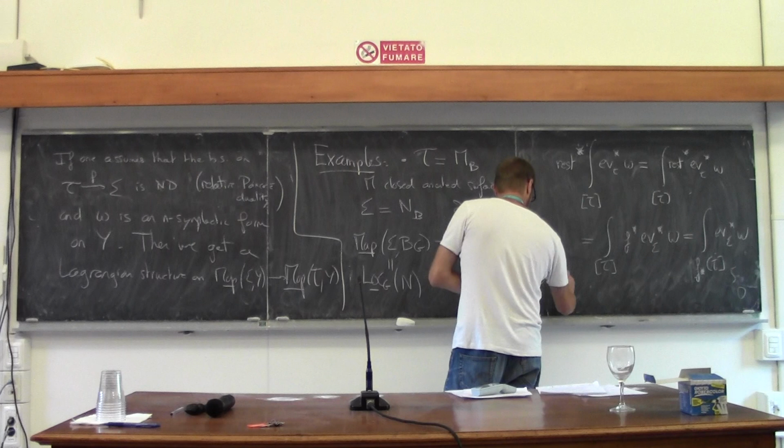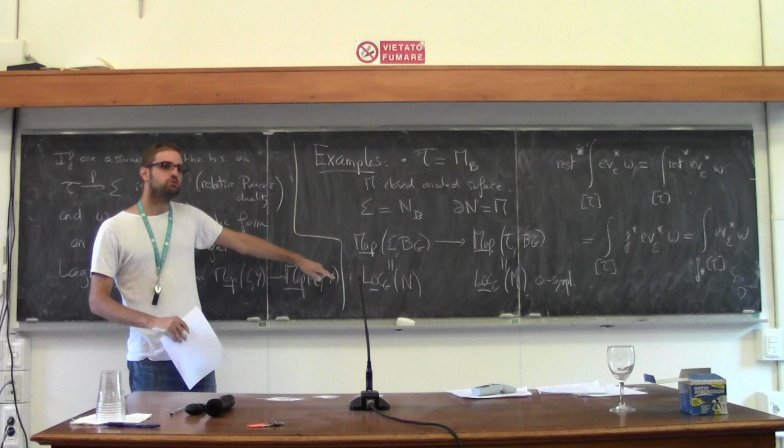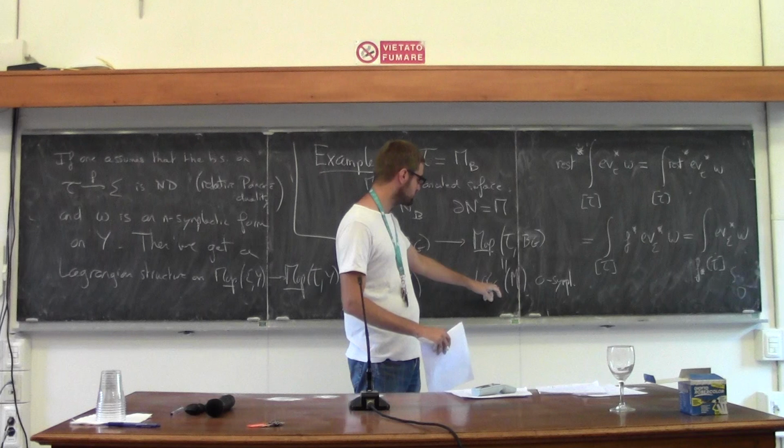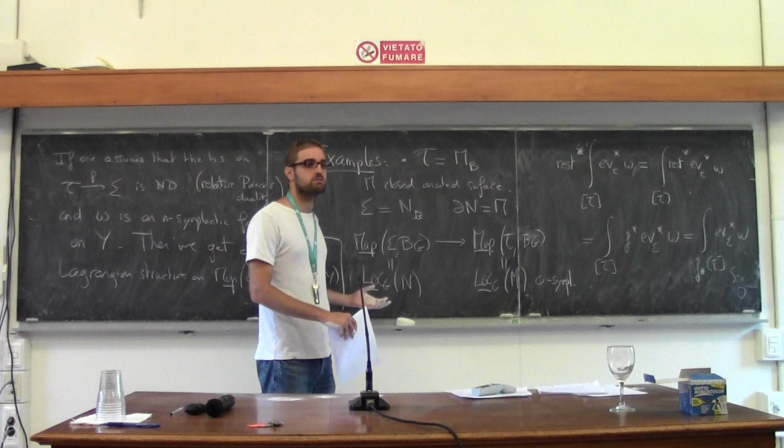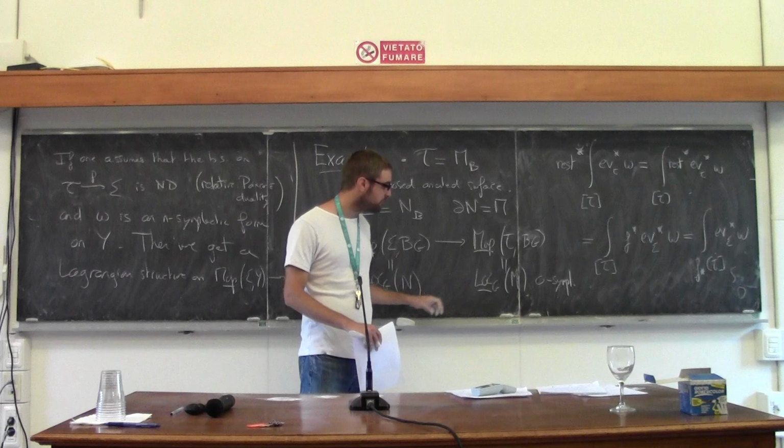And now this map is Lagrangian. So if you restrict to the smooth locus again, in the smooth locus, here you have just the moduli space of G local systems on M. And here you will have inside those local systems that extend to N. And usually that's known that this is Lagrangian in G local systems on M. So that's another way to prove this.